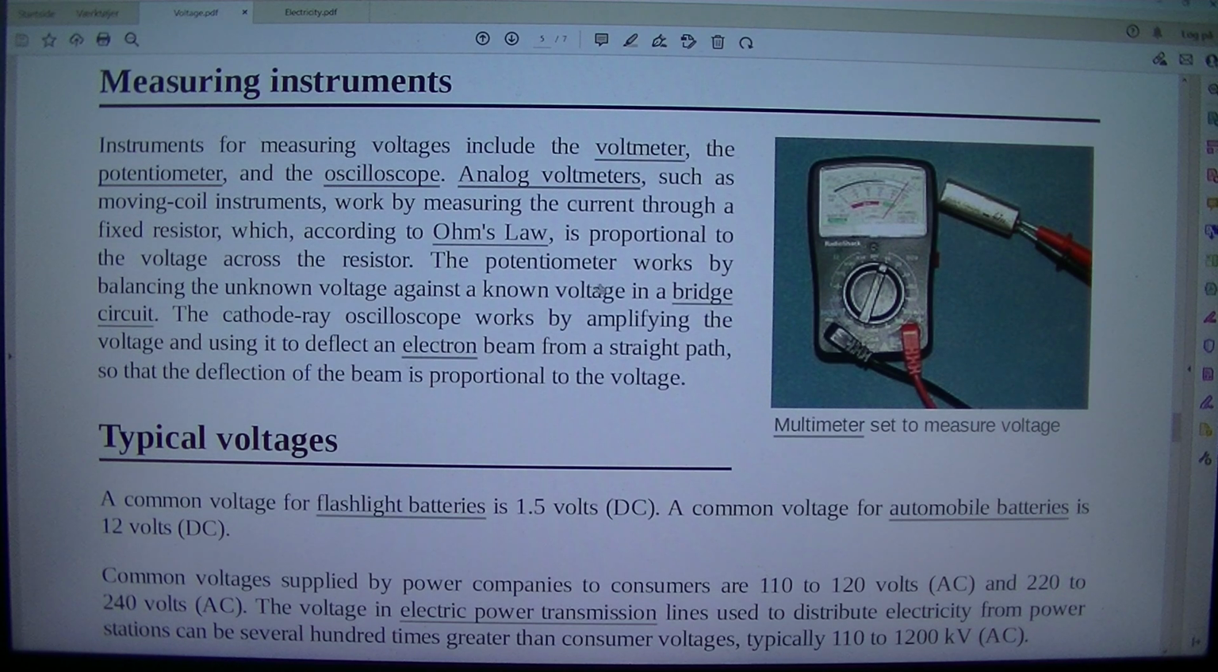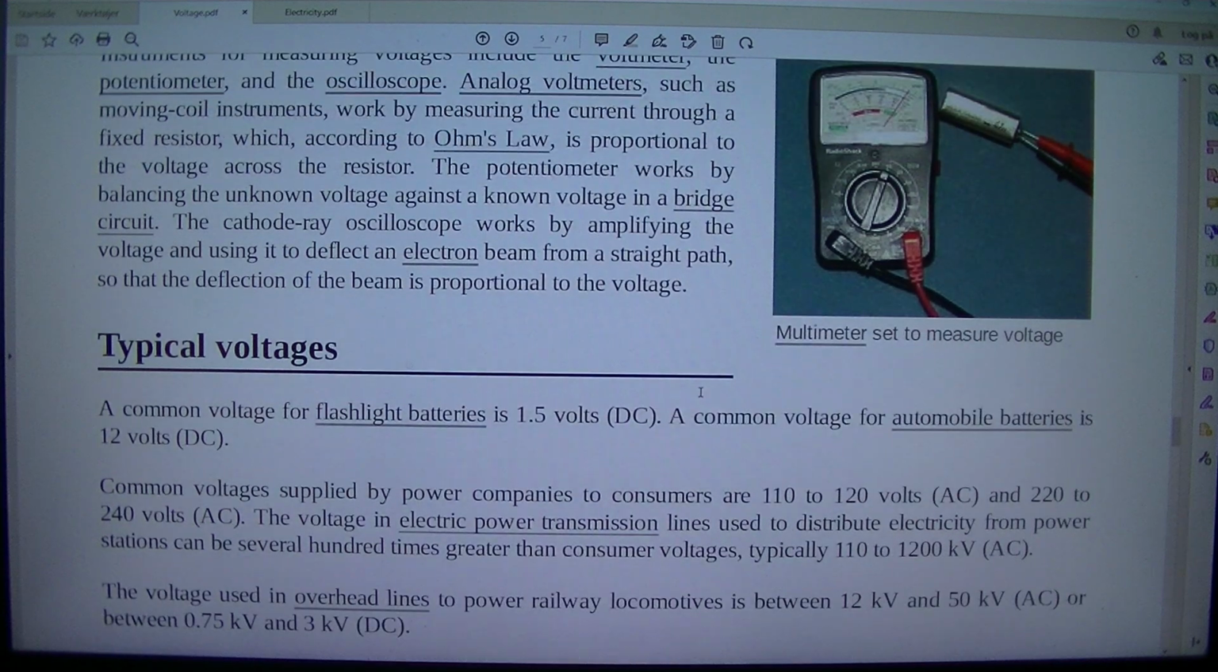The potentiometer works by balancing the unknown voltage against a known voltage in a bridge circuit. The cathode ray oscilloscope works by amplifying the voltage and using it to deflect an electron beam from a straight path so that the deflection of the beam is proportional to the voltage.